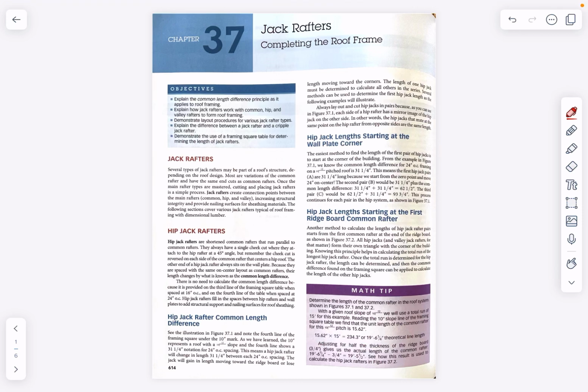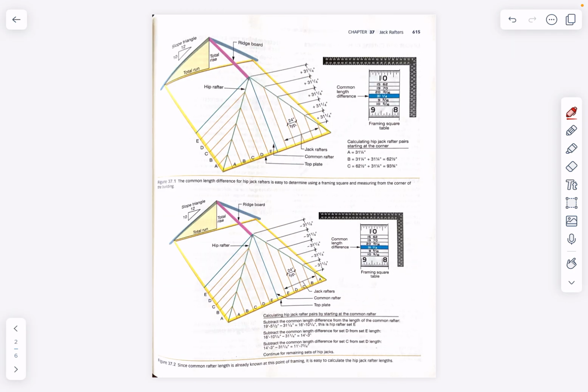The purpose of this video is to help you understand what a jack rafter is, how to figure out the length of the common rafter, and how to lay it out and cut it out for your small roof systems. So first of all, let's look at what the jack rafter is.